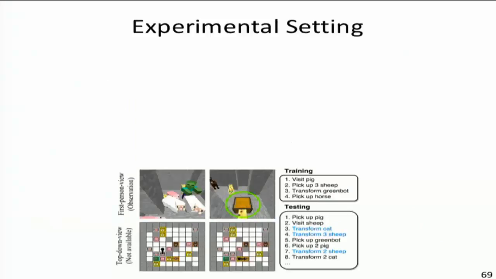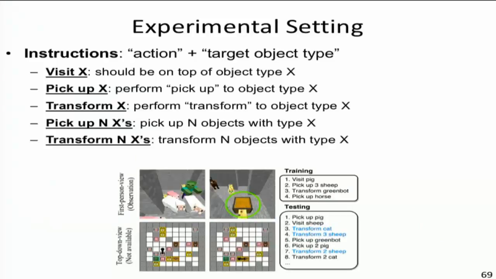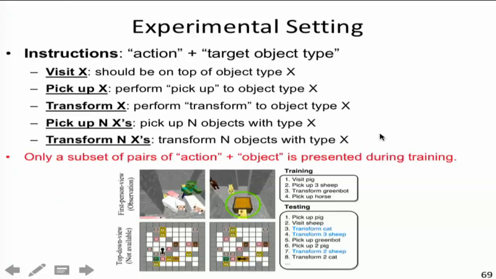Okay, so the experimental protocol is quite similar, but the agent can now perform a sequence of subtasks. Also, it has to pick up or transform different numbers of objects when necessary. And again, we only provide some specific pairs of action and object, and we only provide a subset of the possible sequences at training time.